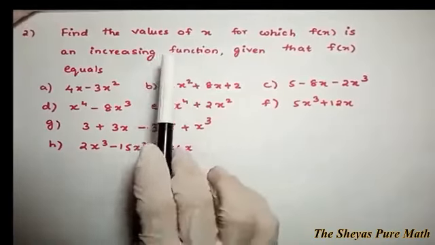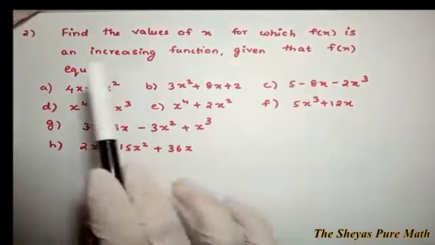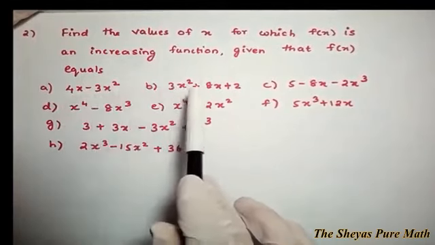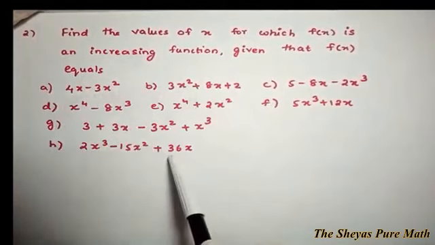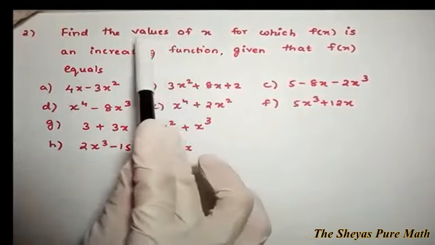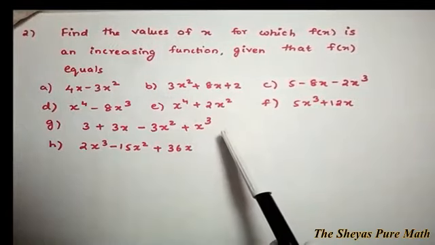So next problem, find the values of x for which f of x is an increasing function given that f of x equals 4x minus 3x square and all these problems. So what is the given thing? So here these functions are increasing. Given that these functions are increasing, what we have to find? You have to find the values of x for which these functions are increasing.